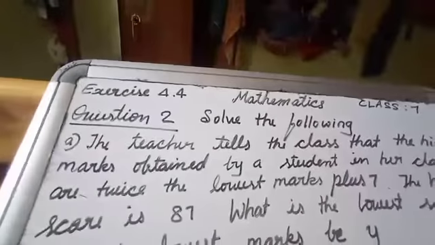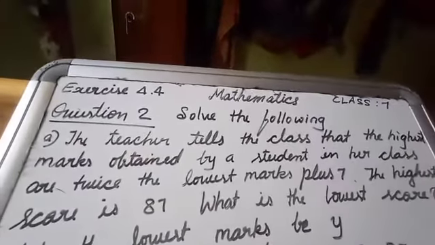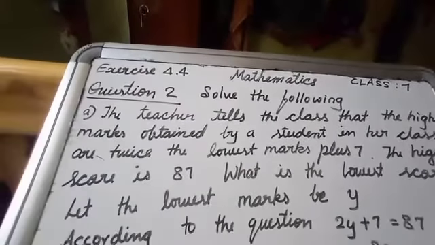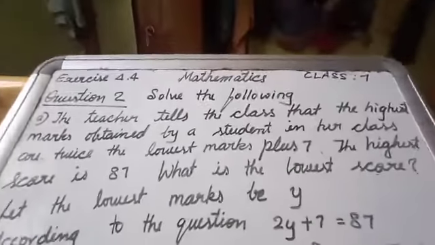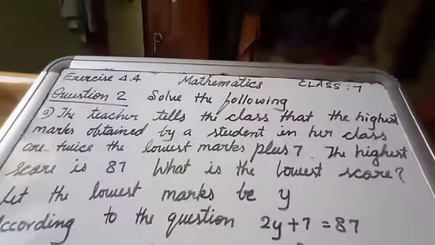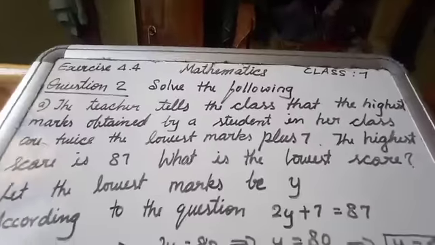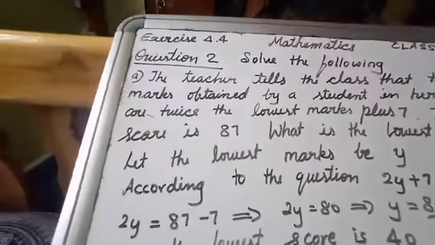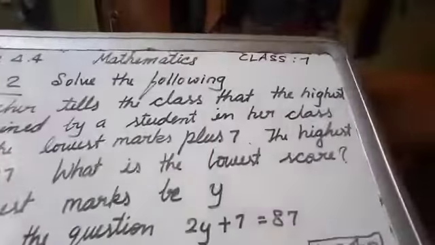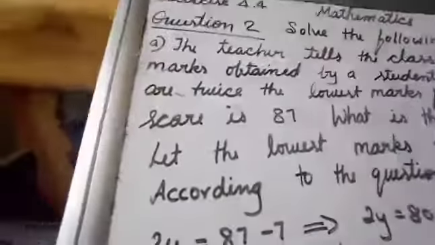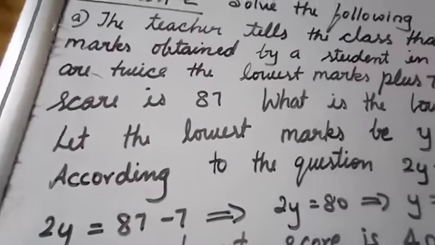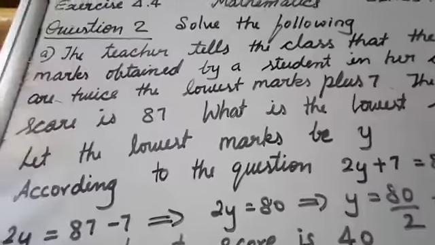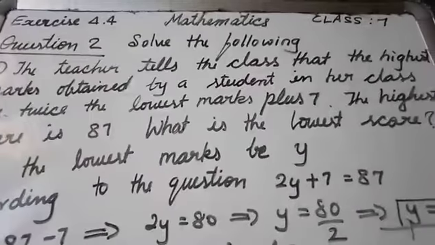So let us take the lowest marks as y, the variable. According to the question, twice the lowest marks means 2y, then plus 7 is equal to 87. So let us start simplifying this equation. 2y plus 7 equals 87. If we shift 7 here, it becomes minus 7. 2y is equal to 87 minus 7. 2y is equal to 80.